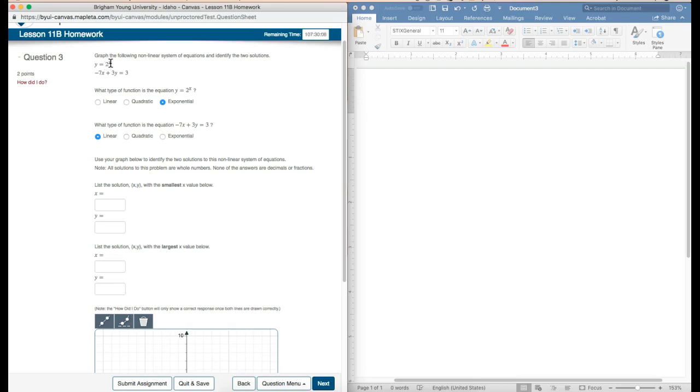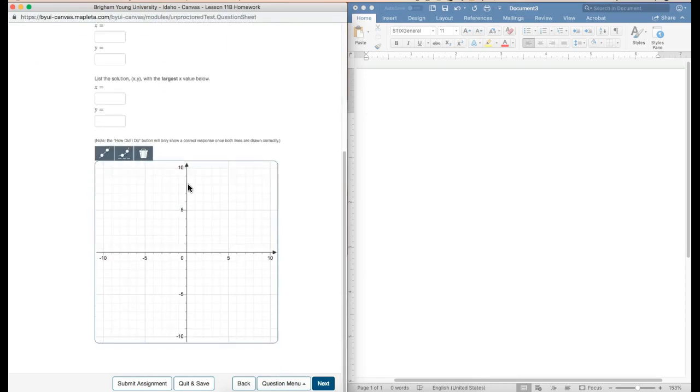0 in the exponent gives me 2 to the 0. Anything to the 0 power is 1. So I'm going to come down here and graph the y-intercept at 1. And we're going to select that we're going to graph this exponential function first. It crosses here at 1.